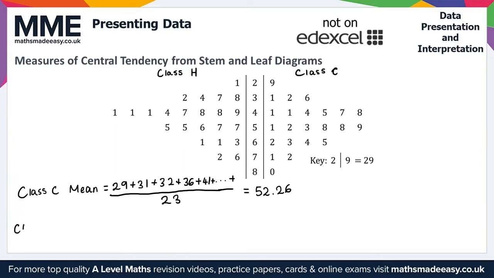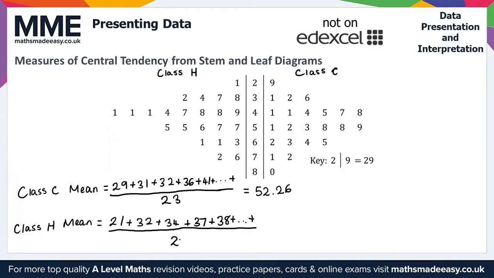So the mean for Class H, again, follows a similar pattern. We just need to add up all the scores and divide by the total number of scores. So here this would start as 21 plus 32 plus 34 plus 37 plus 38 and so on. Okay. And again, we divide this by the total number of scores, which is again 23. Now if we evaluate this on our calculator, what we get here for the mean of Class H is 43.30.